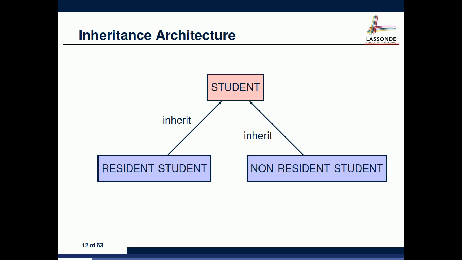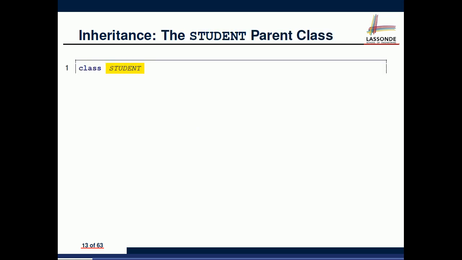And then we got two subclasses, resident students and non-resident students. Everything that should be common among the two kinds of students should be factored out into the superclass. So that's how you achieve code reuse. It eliminates code duplicates.